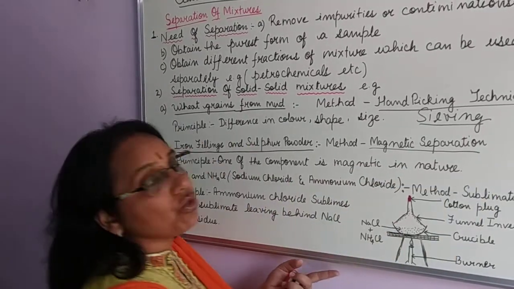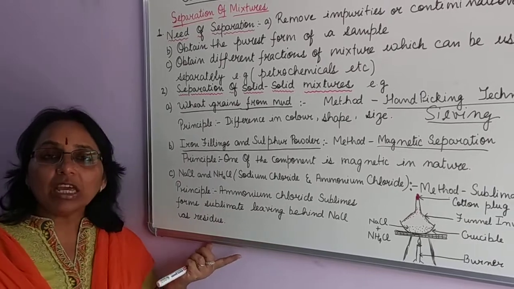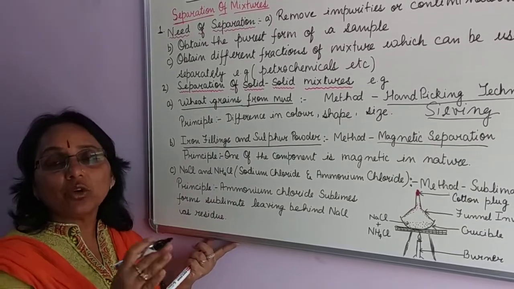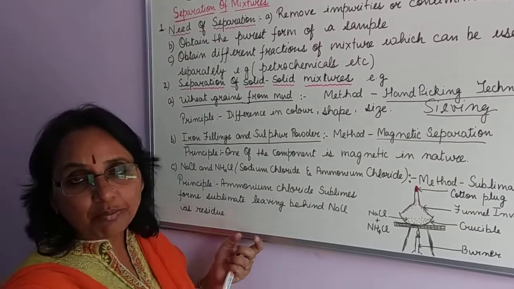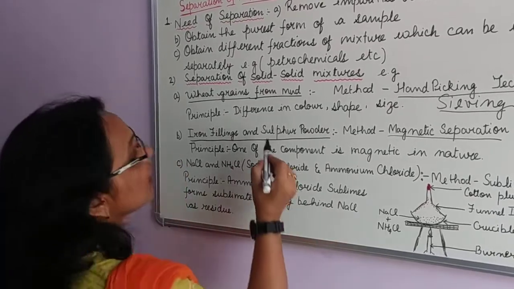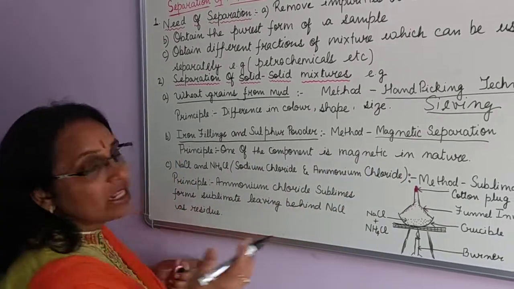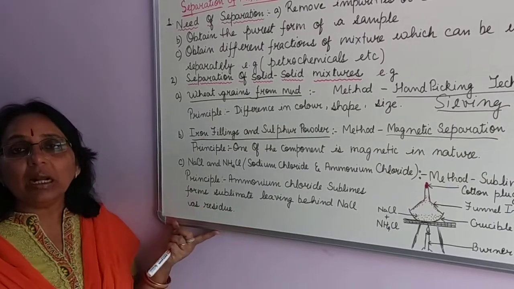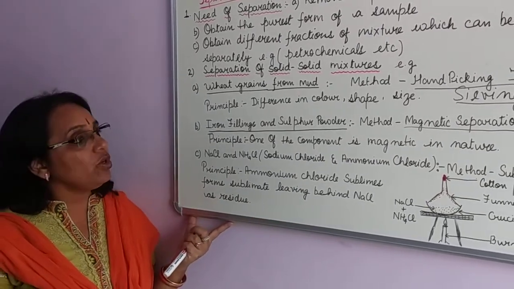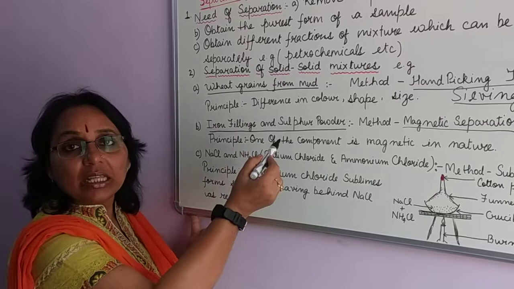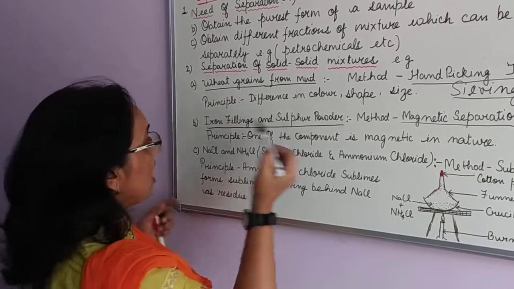Now, in this, what do we do? We bring a magnet and we pass it over the mixture of iron filings and sulfur powder. So all the iron filings stick to the magnet and the sulfur powder is left behind in the container. So in a way we have separated the iron filings and the sulfur powder.